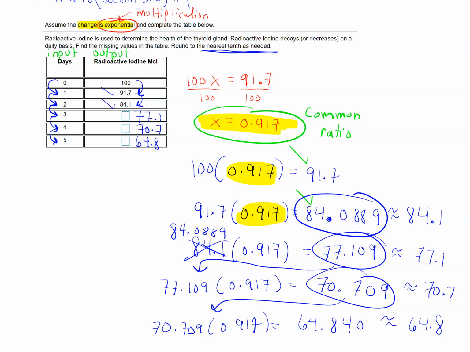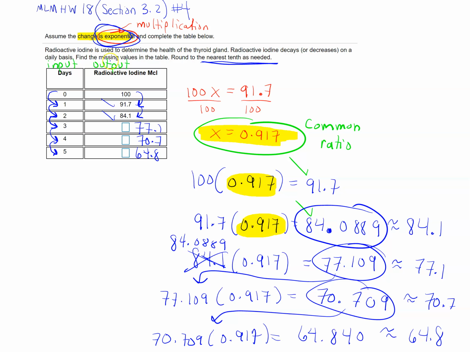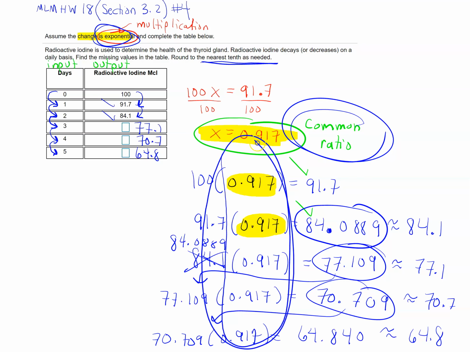Again, the keyword for this was exponential. Exponential tells me I'm going to have a common ratio. Common ratio is repeated multiplication.